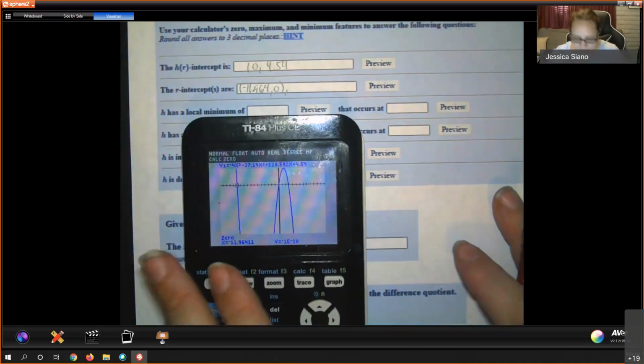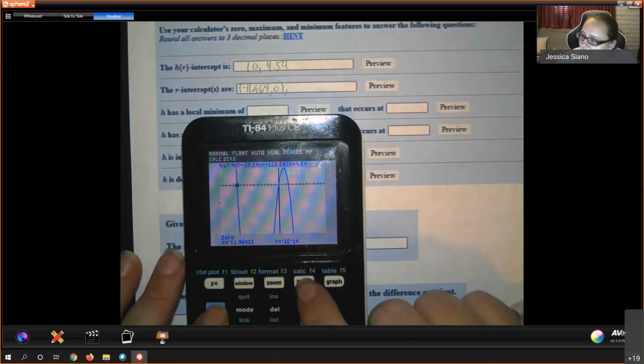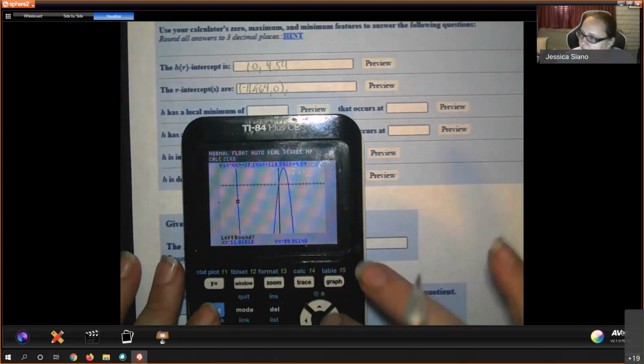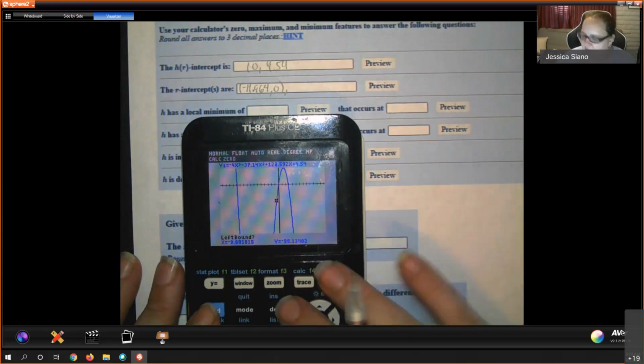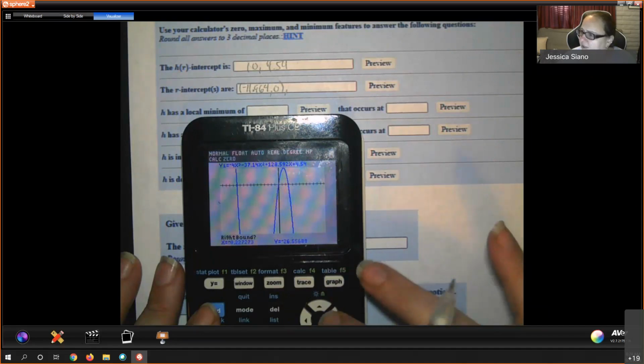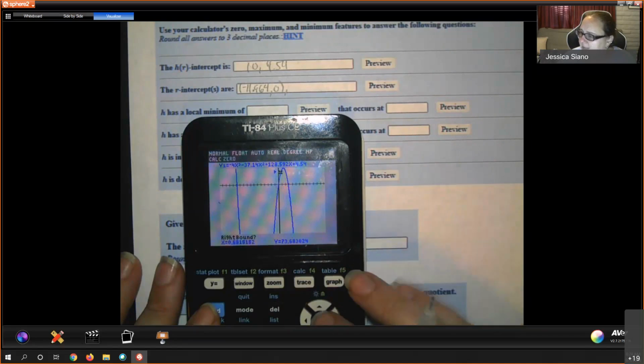Okay, so we're going to do the same thing to find our other zeros. So second and then calc, choose 0. And then we need our cursor to be over here. There it is. Anywhere on the left side, it doesn't matter how far left it is as long as it's on the left side. So press enter, then move it over to the right side and then press enter, and then enter right past guess. Ooh, this time I got it right on 0.